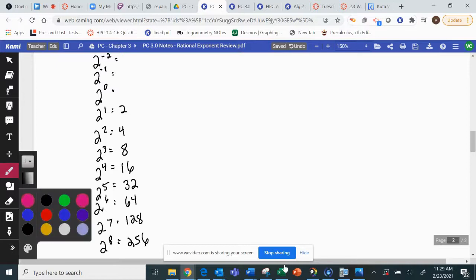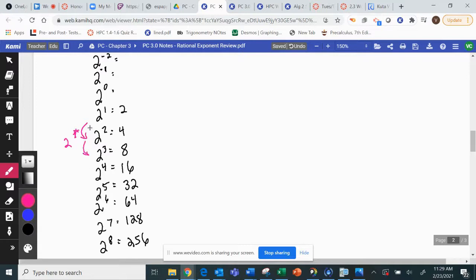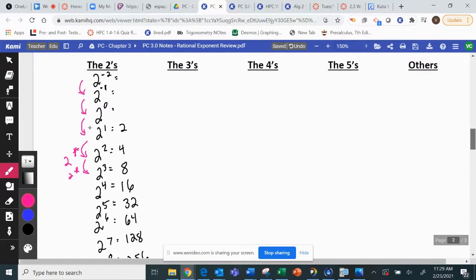Now, using this pattern, I was multiplying by 2 each time. So we're going to continue that pattern, but use it backwards so that you can find the other ones if you're unsure of what 2 to the 0 is. Well, it's something that if I multiply it by 2, I get 2. It's 1. Or we can go backwards and just divide by 2 each time here. So if I divide by 2, then I get 2 to the negative 1 is 1 over 2, and 2 to the negative 2 is 1 over 4.